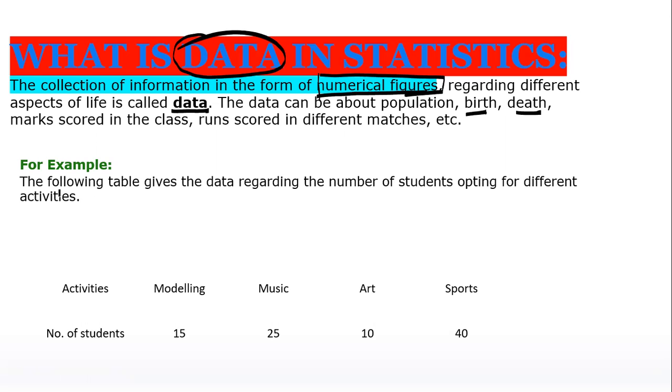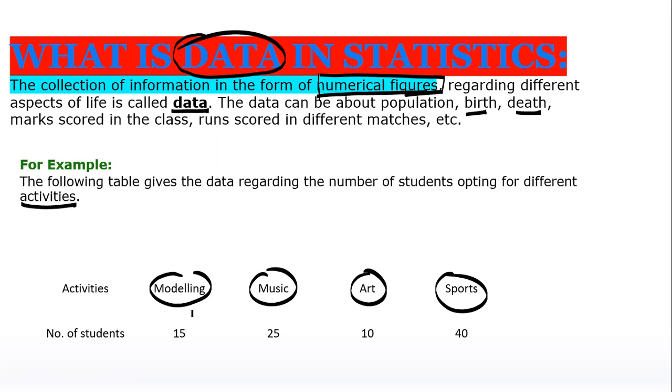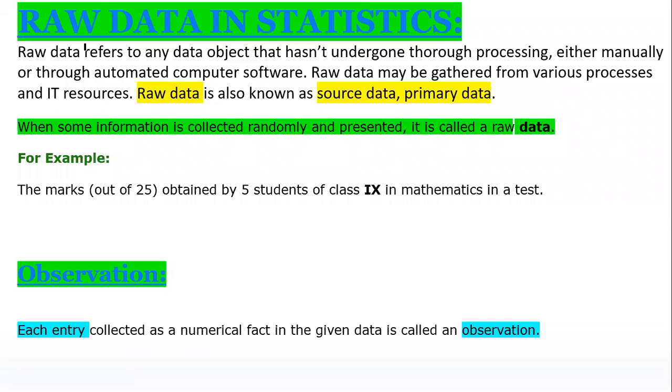For example, in the given table, the data regarding the number of students opting for different activities is given. What are the activities? Modeling, music, art, and sports. Number of students participated in modeling 15, in music 25, arts 10, and sports 40. So this is the table which gives the data regarding the number of students opting for different activities. So it is a raw data. This is the data. Now what is raw data?